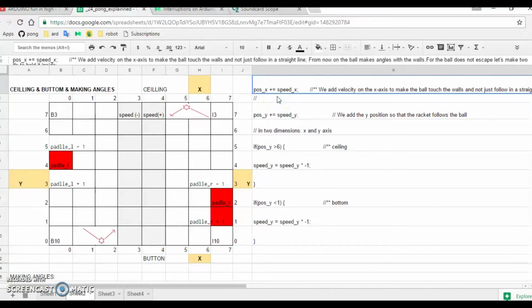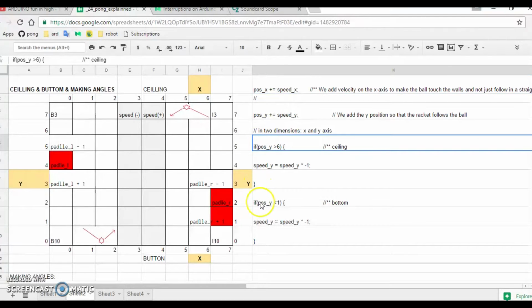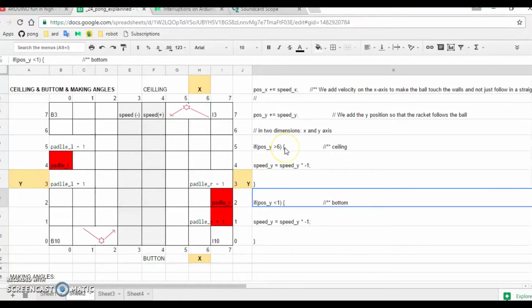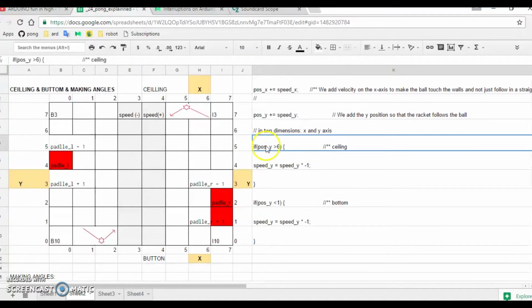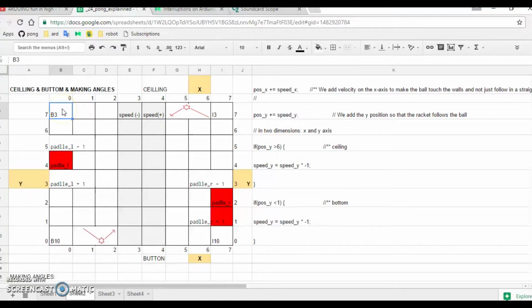The next two ifs must hold it inside the space of the game. Sailing. If the ball reaches that position, B3 to I3, it will reverse its direction with respect to the y-axis. But at the same time, if the ball reaches that region, B10 to I10, it will also reverse its direction with respect to the y-axis for the reverse reason.